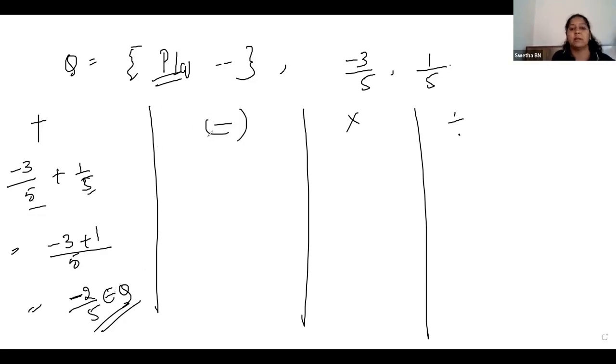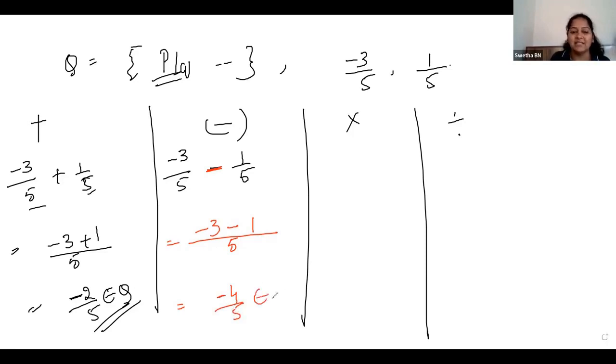So let us do subtraction. -3/5 minus 1/5. So the denominators are the same. So what do we do? Let us write 5 as it is. Then write the numerators. See, you wrote -3, and write this minus as it is, -1. We are subtracting, so I have put a minus sign. What is -3 minus 1? We have to add the numbers. So it is -4/5. Yes. Does it belong to the set? Yes, it is a rational number. Next, come to multiplication.